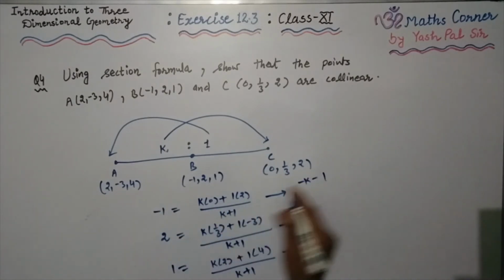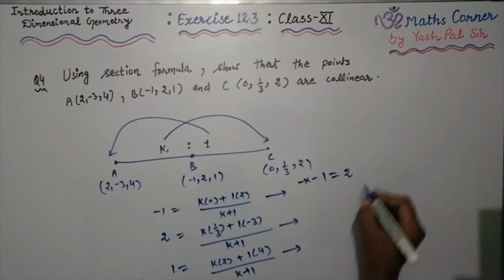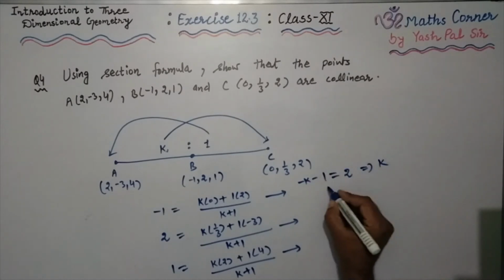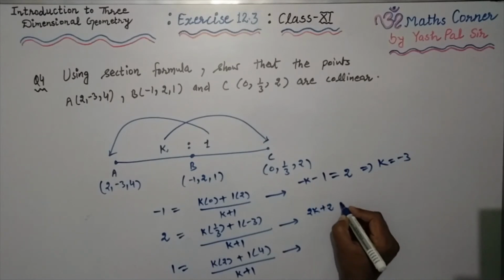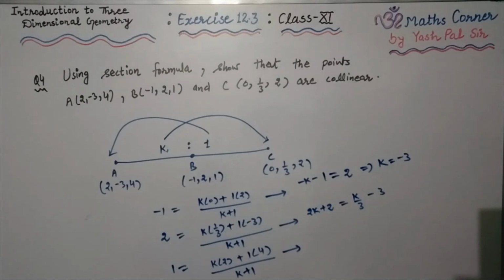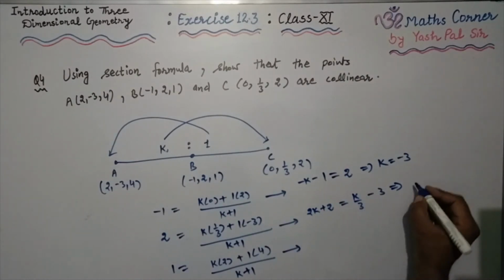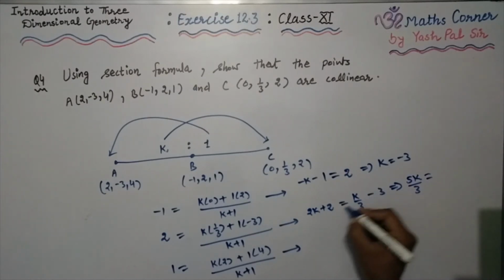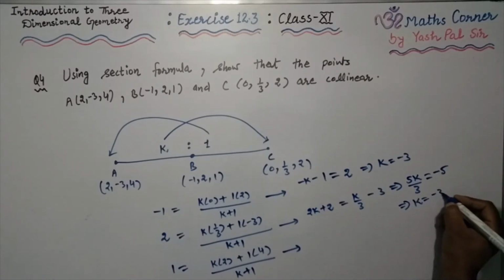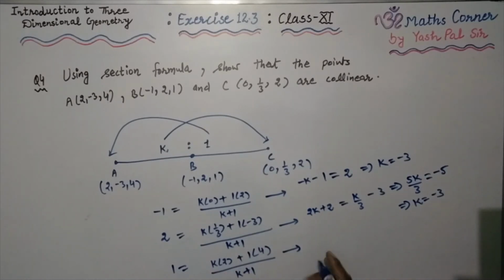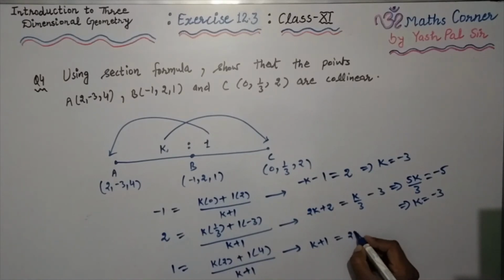This becomes -k minus 1 is equal to 0 plus 2. That means k is equal to -3, right? Here also we say 2k plus 2 is equal to k/3 minus 3. So we can say 2k minus k/3, 3 into 2 is 6, 6 minus 1, 5k/3 is equal to -3 minus 2, -5. So again we have the value of k is equal to -3. Solving last, this becomes k plus 1 is equal to 2k plus 4. So 2k minus 1k is k, 1 minus 4 is equal to -3.